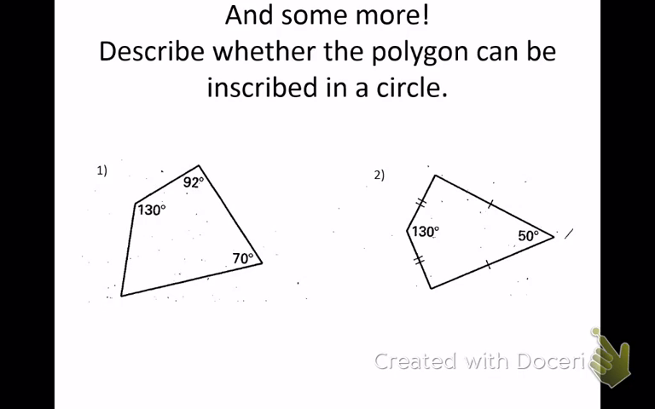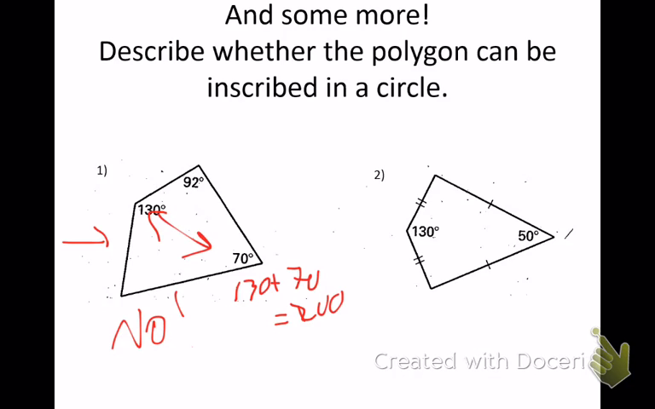A couple more examples, and we're going to talk about using the fact that a quadrilateral can be inscribed in a circle only if what? The opposite angles are supplementary, right? So can this quadrilateral be inscribed in a circle? In other words, are the opposite angles supplementary? Well, we can tell right away that 130 plus 70 is 200, and so not supplementary. So you're not going to be able to inscribe this guy in a circle. Okay?